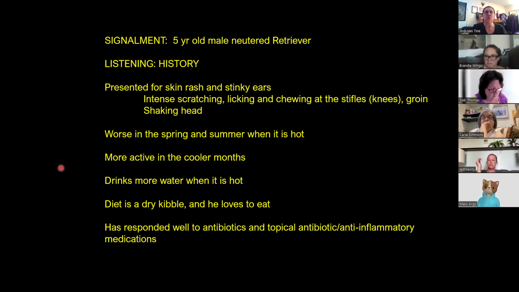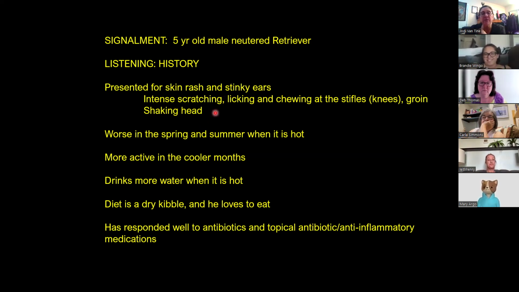It's a 5-year-old male neutered retriever. I believe the case, forum case post, it was a Labrador golden retriever mix, but a retriever is a retriever. Listening for the history, the presenting complaint was a skin rash and stinky ears, no surprise for a retriever. The itching was intense, which can be important, and he licks and chews at the stifles, which are the knees, and the groin. So that's the part of the abdomen back behind the hind legs. And the owners also noticed that he was shaking his head.